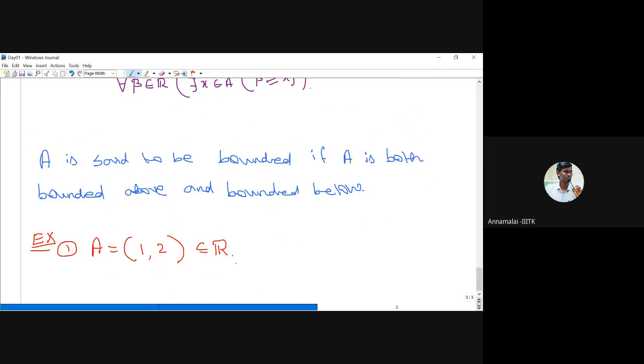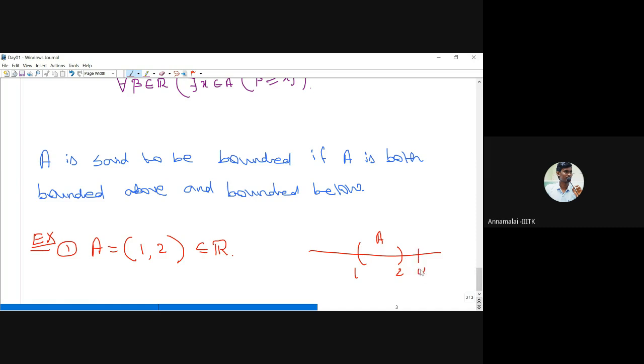Now, what is the upper bound? Upper bound is you can take 2 or 3 or anything more than 2 is always an upper bound, because if you just draw the picture, so this is 1 and 2, so this is our set A. So when we say a number is said to be an upper bound, every element of A should always be less than or equal to that number.